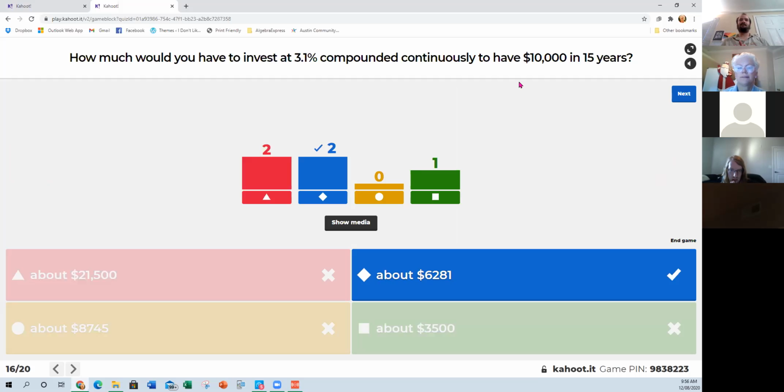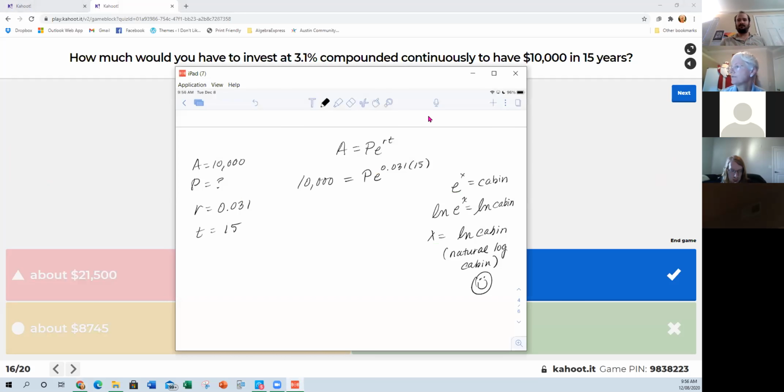Okay, so let's look at this one. First of all, I love that joke. Took me a minute, but see, if you say e to the x equals cabin, and then you take the ln of both sides, you get x equals ln cabin, which is x is the natural log cabin.